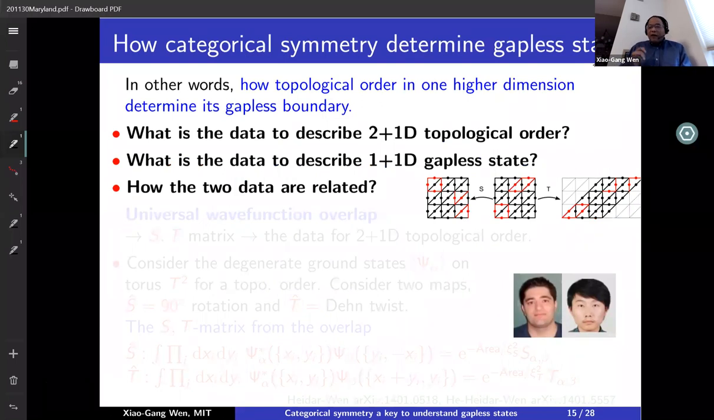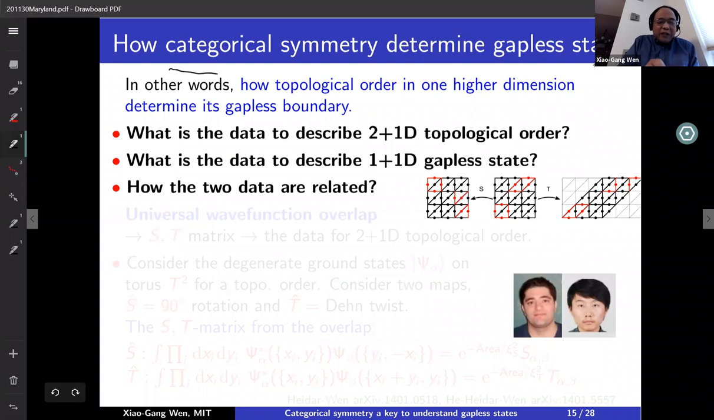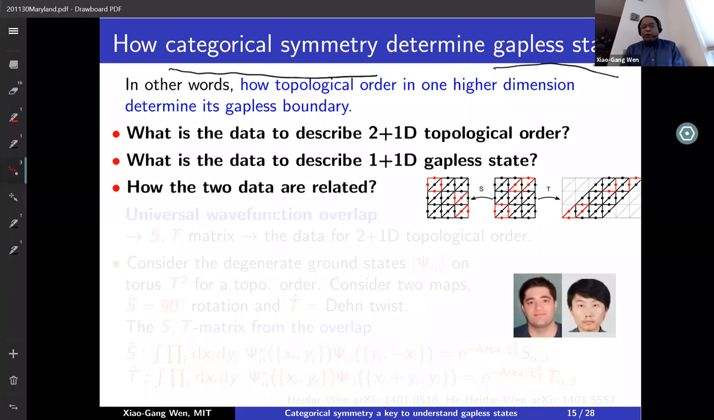Okay. So now let's come to one of the main points, one of the main applications. We are hoping this categorical symmetry can determine gapless states. So actually that's the whole motivation. We want to extract the special features of gapless states, and we are hoping the categorical symmetry may represent all the special features, fully characterize the special features of gapless states. If we believe that, then we can derive the properties of gapless states from categorical symmetry.